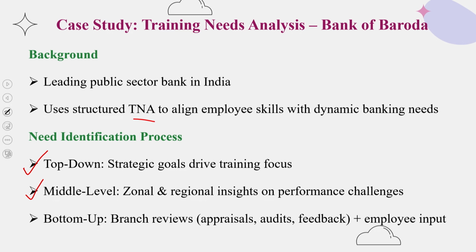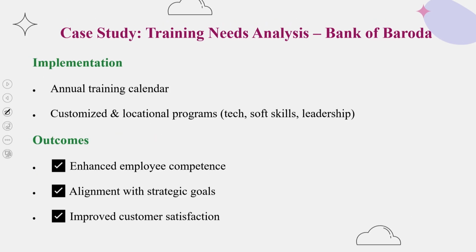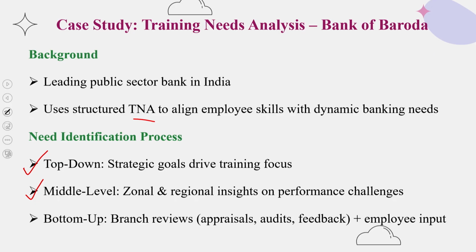When we look into the branch level assessments, we also understand that analyzing employee feedback, performance reviews or appraisals is there, reviewing audit and inspection reports is there, considering customer feedback and complaints is there, and evaluating the business plans and targets is there. Employee feedback is all about direct inputs from employees regarding their training needs, which are also considered. It ensures a bottom-up approach altogether.